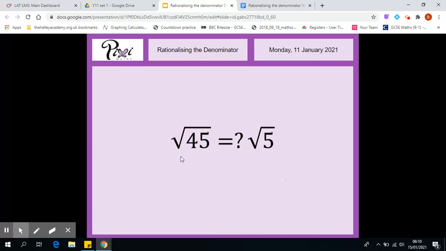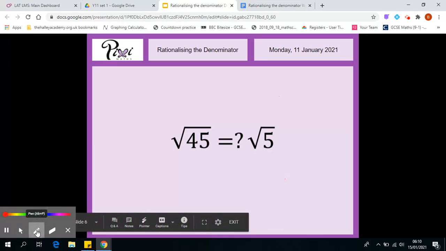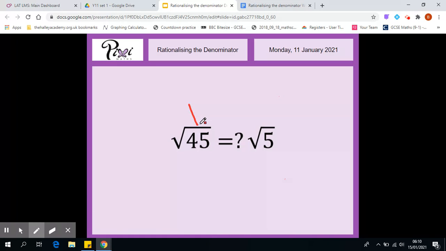Next, focusing on simplification of surds. Square root 45 can be broken down into square root 9 times square root 5, which would give us 3 square root 5, because square root 9 is 3.